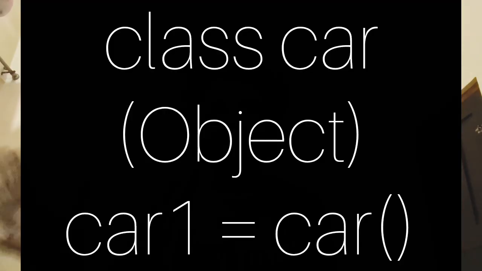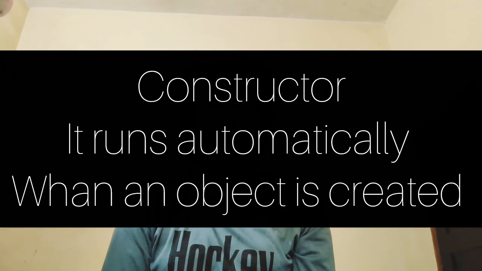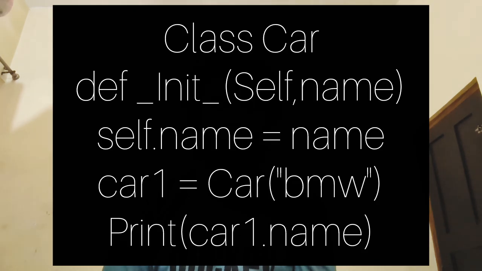Object is just like an instance of a class. If we see the example car1 is equal to Car, it means we declare the class into an object. In the case of constructor, the object is created automatically. So if we check class Car, we use the function def init self name, self.name is equal to name, print car1 dot name.